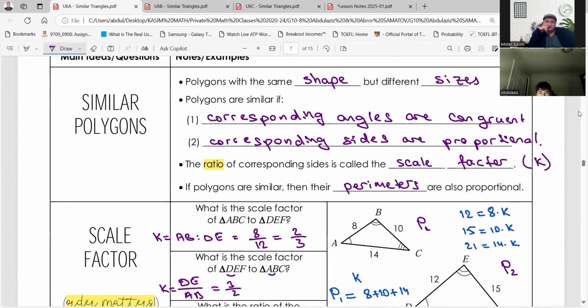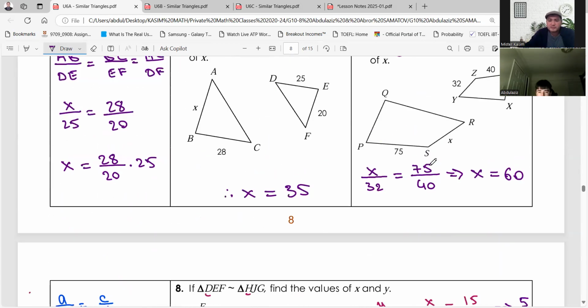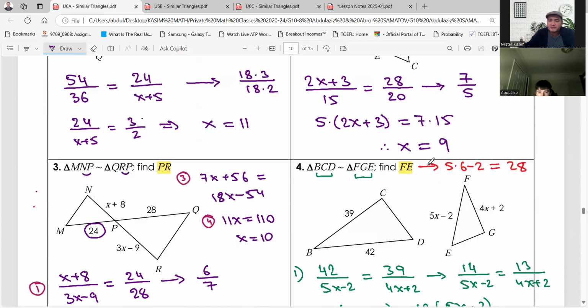Polygons with the same shape but different sizes are called similar polygons, right? Okay, the second one: polygons are similar if corresponding angles are congruent and corresponding sides are proportional. So we are just using this definition, that rule. Every time we are using the same rule.